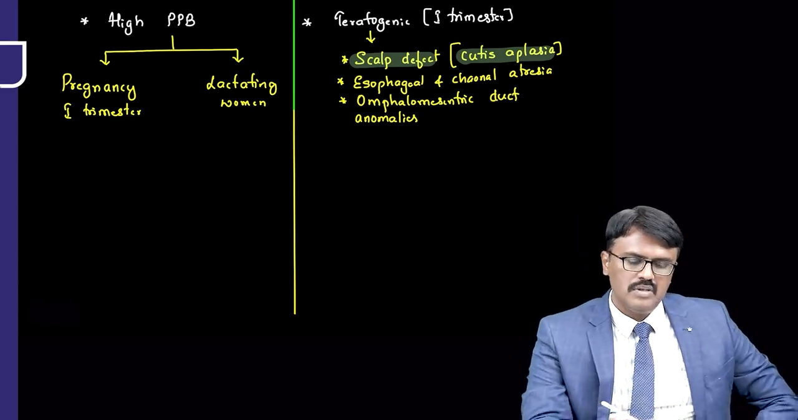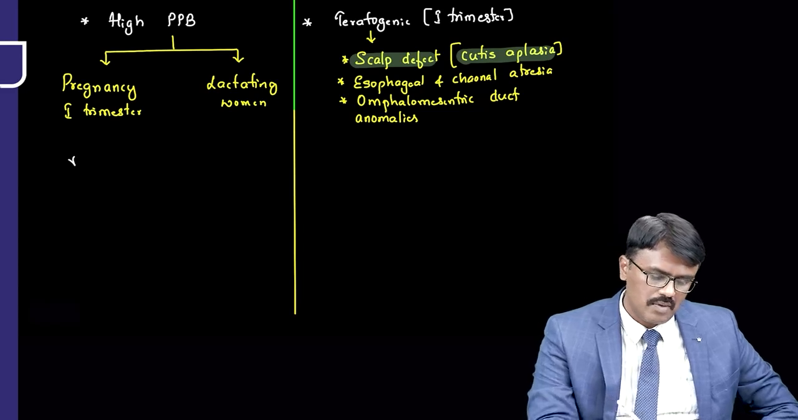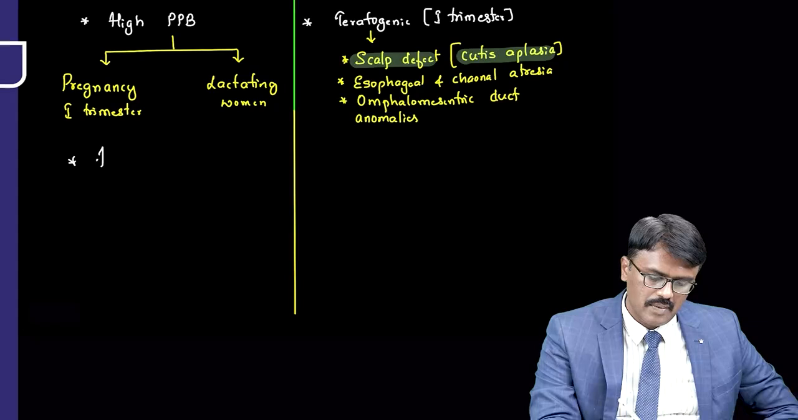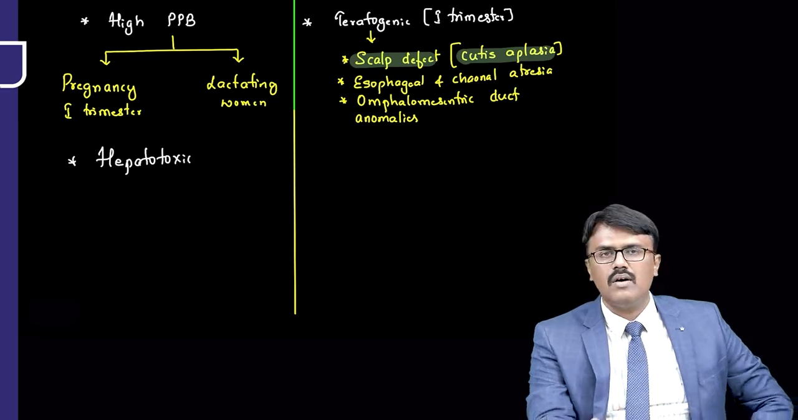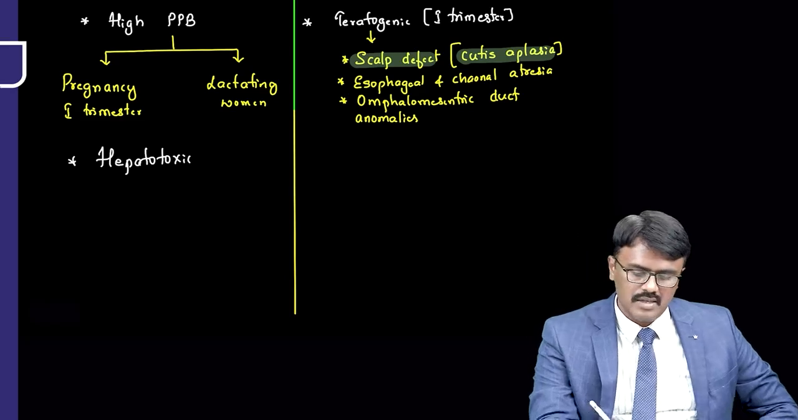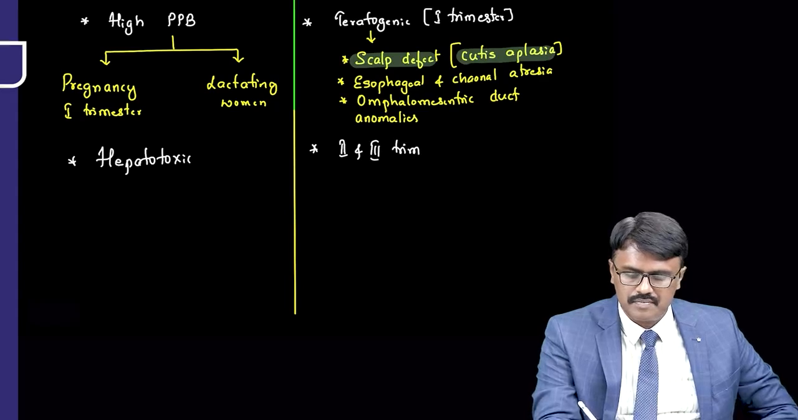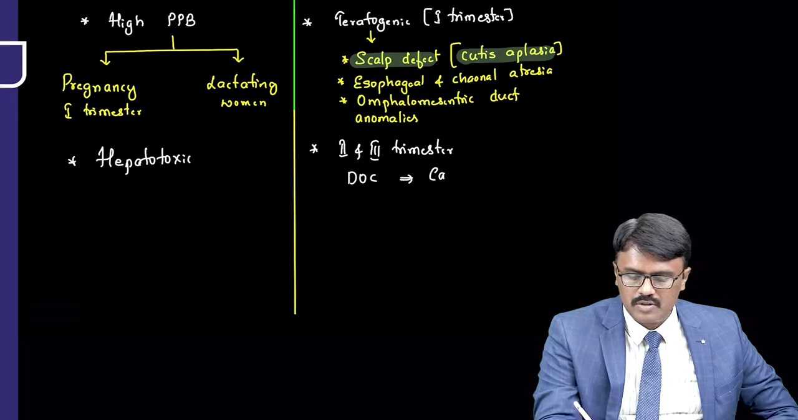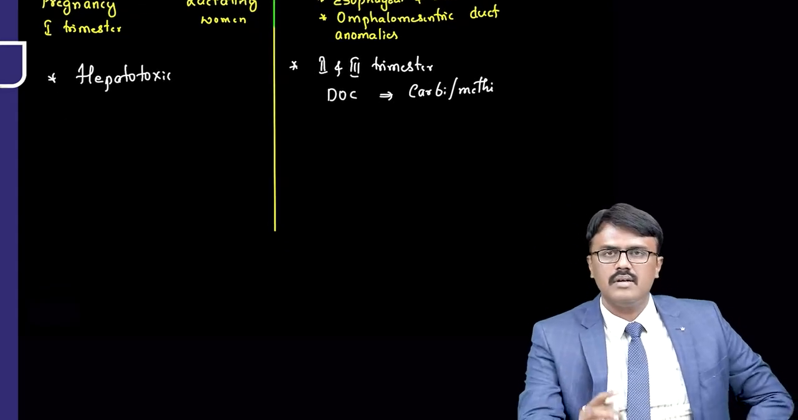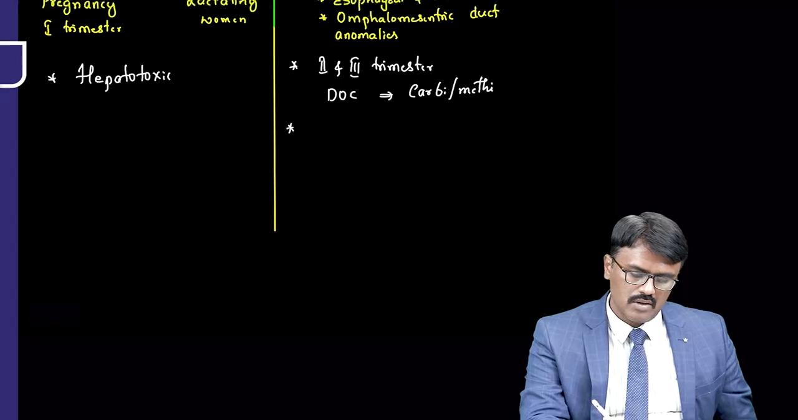Now, what about the second trimester? The problem when we use propylthiouracil is that, if you continue it, it is hepatotoxic. So because of that, we are not going to use it in the next trimester. Suppose they ask you about second and third trimester pregnancy, what is the drug of choice? Then you can write either carbimazole or methimazole as the drug of choice. Now you may ask, why not propylthiouracil? Because it is hepatotoxic.